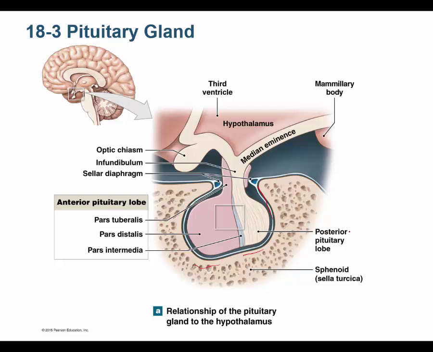The posterior pituitary lobe stores ADH and oxytocin made by the hypothalamus. The anterior pituitary lobe makes a whole bunch of tropic hormones, and we'll talk about this in a few minutes. So this is the pituitary gland.